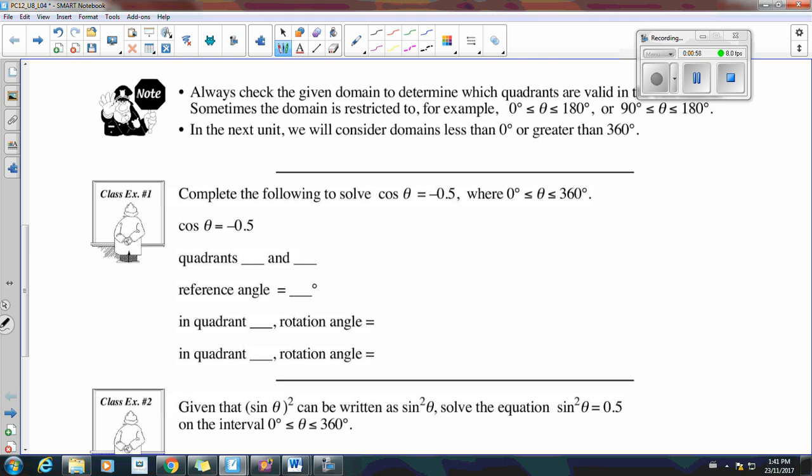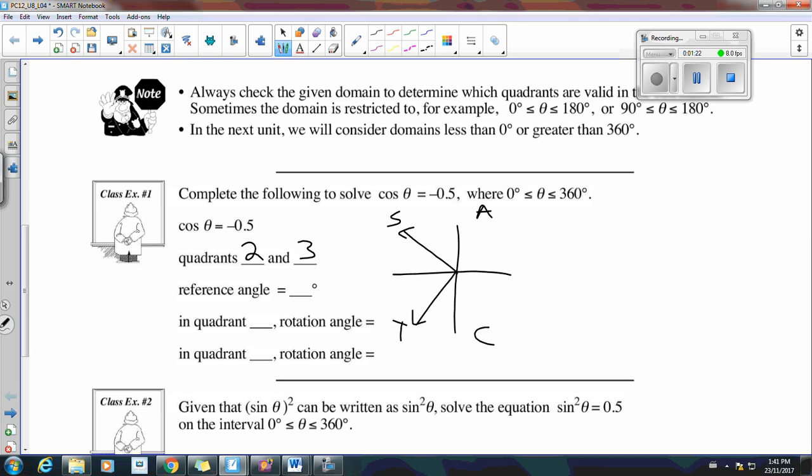So example 1, complete the following to solve cos theta equals -0.5, where theta is between 0 and 360. So whenever we're doing these, it's best to start by figuring out what quadrant you're going to be in. And there's usually 2 answers that are possible. So we know that cosine is negative. Well, cosine is negative here and here. So that means our answers are going to be in quadrants 2 and 3.